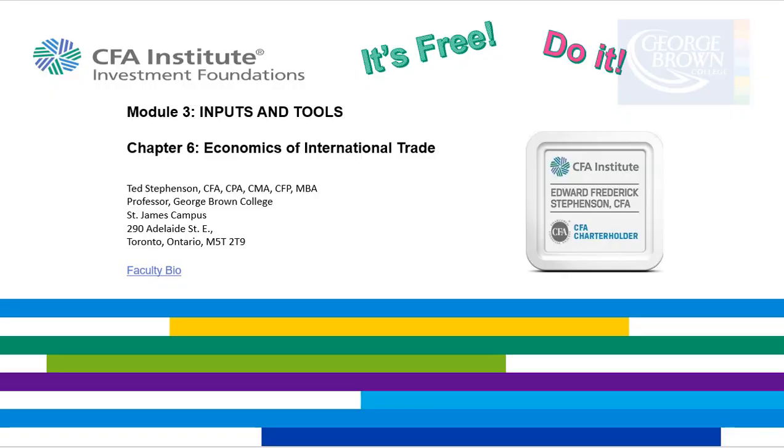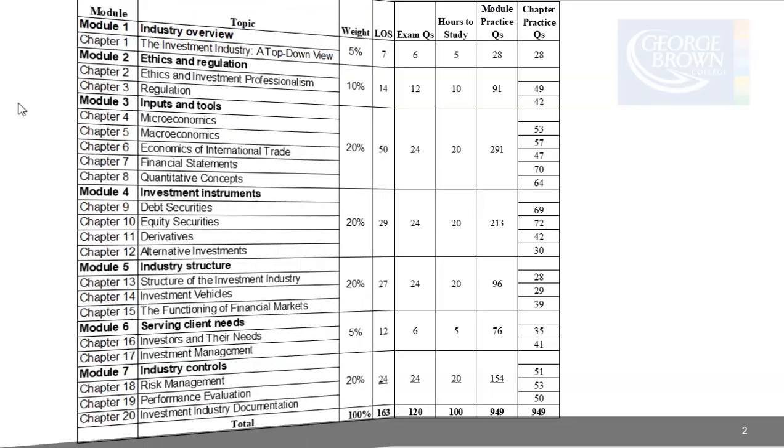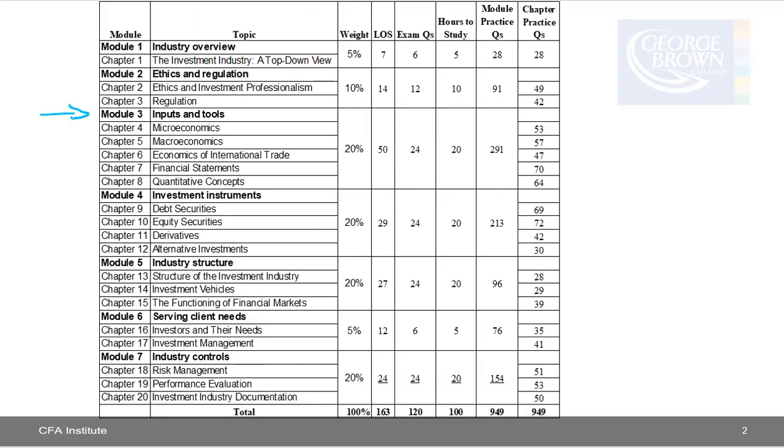The topic for this video is Module 3, Inputs and Tools, Chapter 6, Economics of International Trade for the CFA Institute Investment Foundations program. So here we are in Module 3, Inputs and Tools, and today's video is on Chapter 6, Economics of International Trade, and you can see that there are 47 questions in the learning ecosystem.